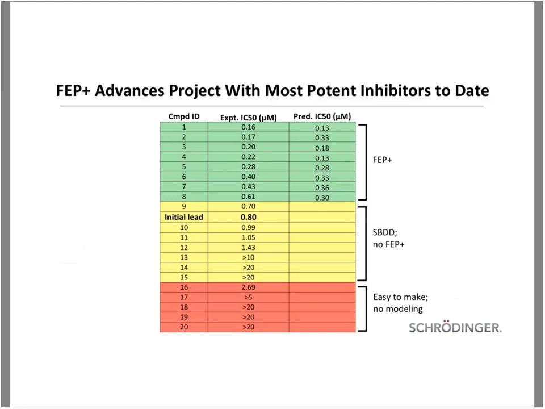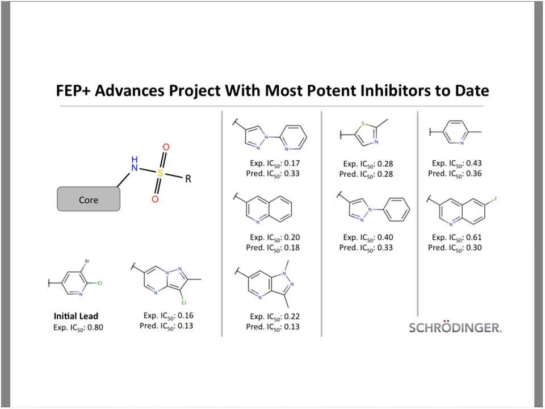The signal is very clear. All of the compounds that were made by FEP have good potency, in all cases better than the lead compound. The docking-based or visual inspection-based compounds are in some cases very close to the affinity of the initial lead, but in some cases are dead. And those compounds that were more or less picked based on ease of use or synthetic tractability, in all cases did not improve the situation. So this is an example where FEP was able to advance a project with significantly more potent inhibitors.